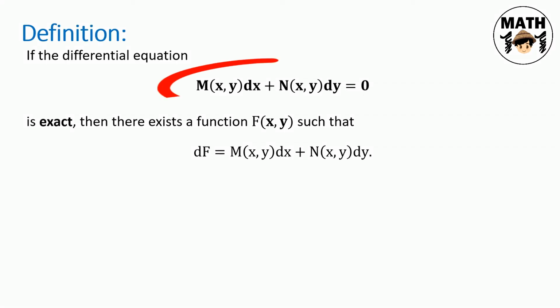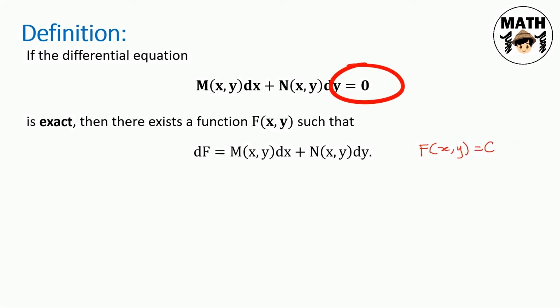If we have a differential equation in this form, we can say that it is exact if there exists a function in two real variables x and y such that the total differential of that function is equal to the left-hand side of the differential equation. We can see that the function f in terms of the two variables x and y is equal to c because the right-hand side of the equation is equal to 0. So the total differential is equal to the derivative of the constant, and we know that the derivative of a constant is equal to 0.